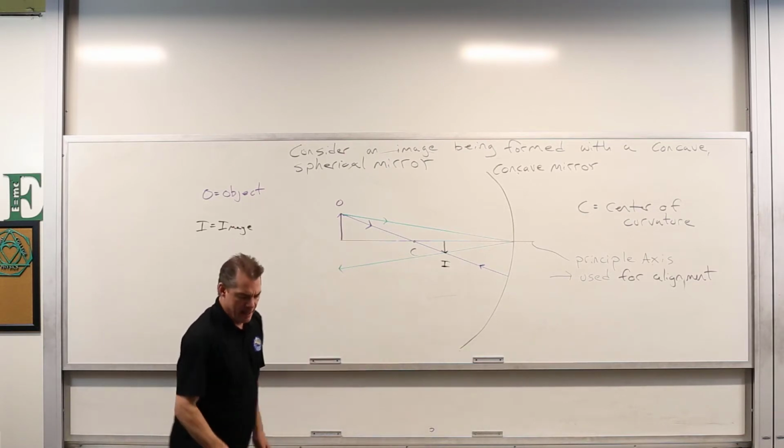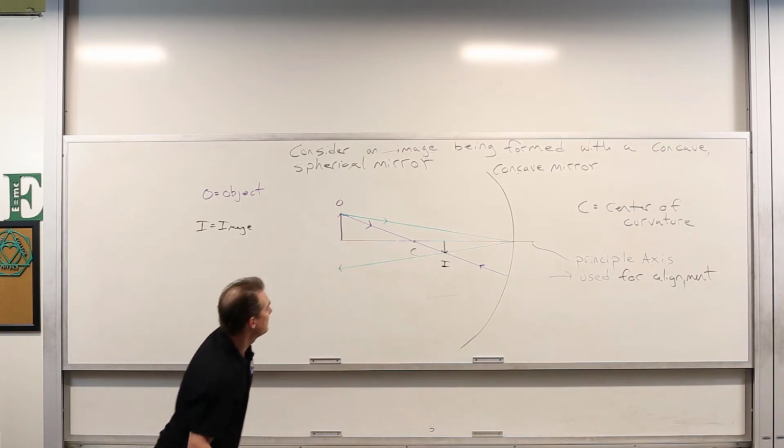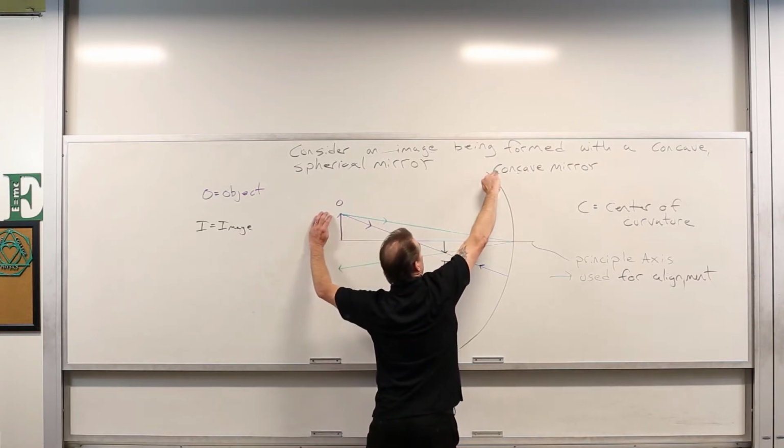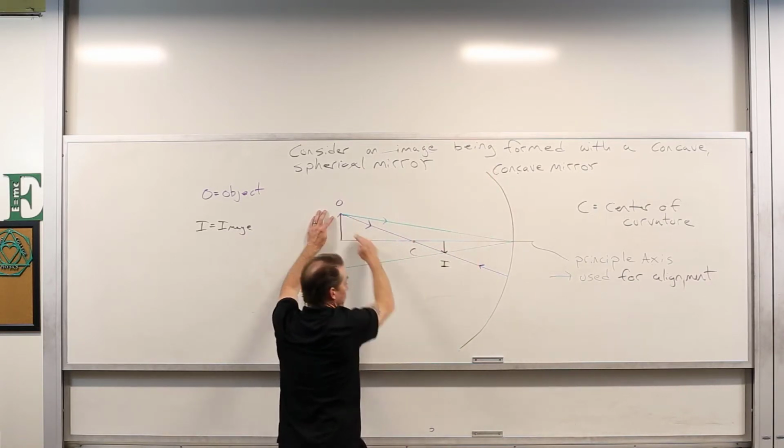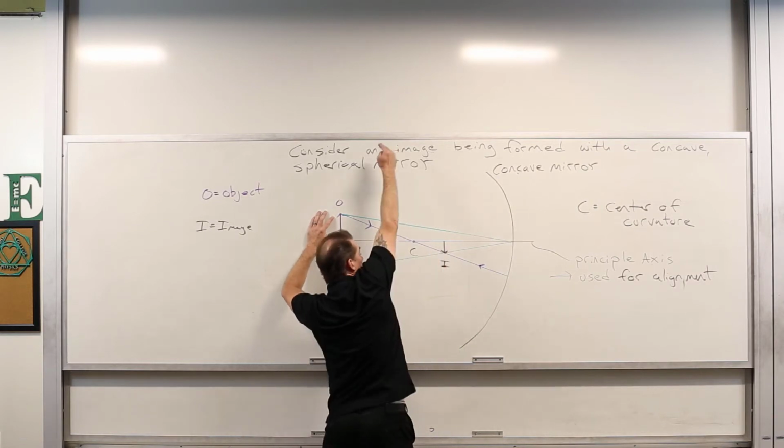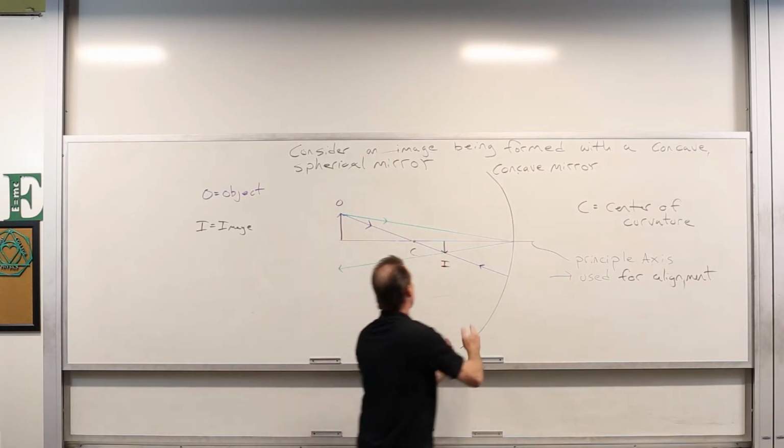Intersection of the light rays. Now I could draw in a whole bunch more and say, well, if there's one that hits here, what's it going to do? It's going to reflect down here. There's one that hits here, what's it going to do? It's going to reflect up there. They're all going to reflect through this path.